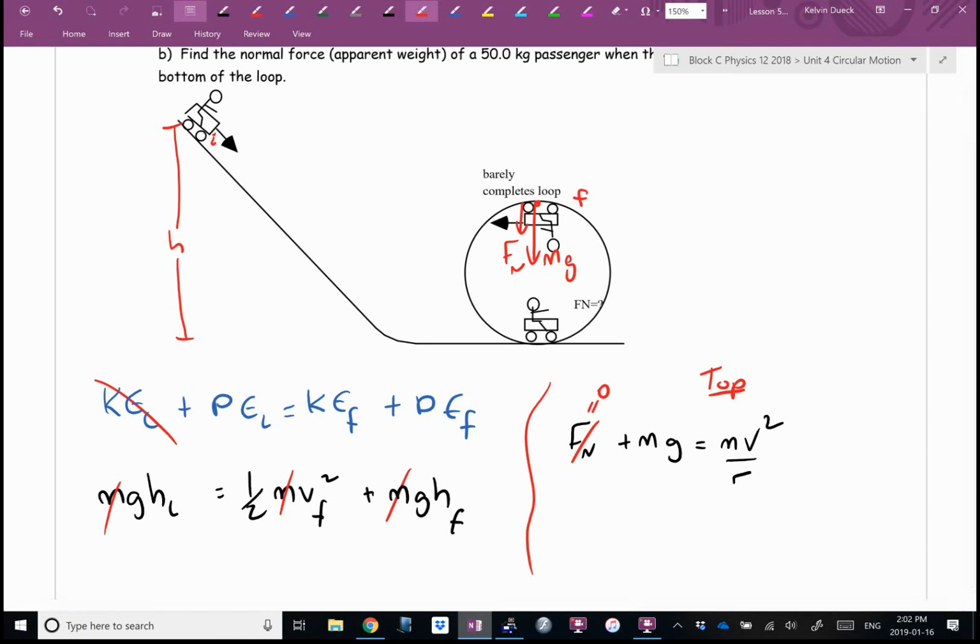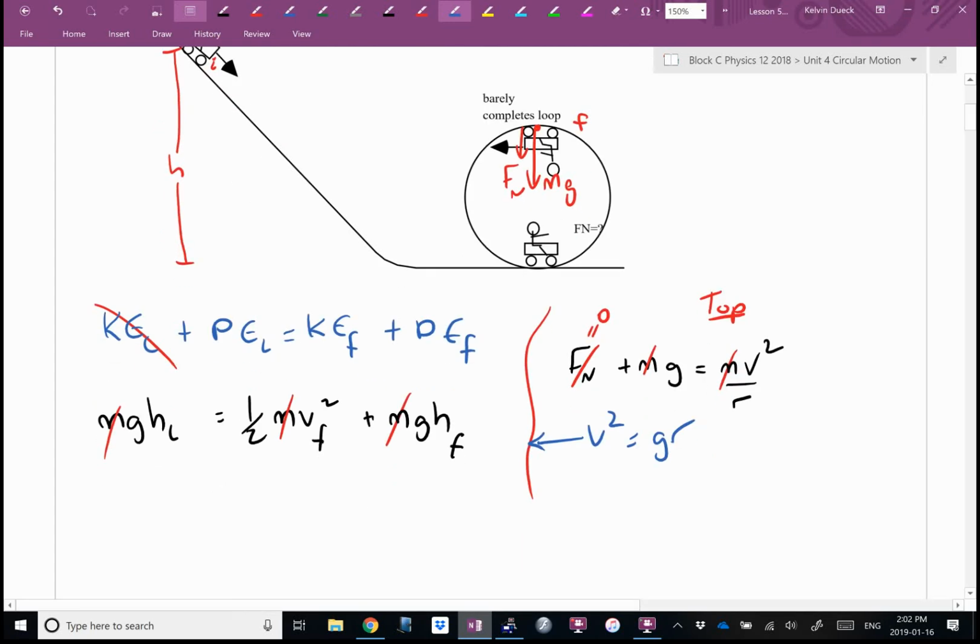Then what we'll do is we'll just make sure the hill is higher than that so we have a safety margin. And so what I end up with is mg equals mv squared over r. And I'm going to get the v squared by itself, because that's actually what's in this equation. We've seen this bad boy before. And I'm going to replace the vf squared, because that f is at the top, with gr. And I get this.